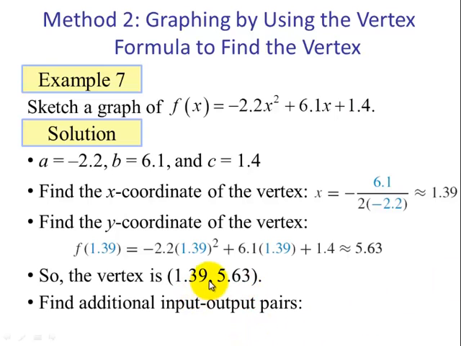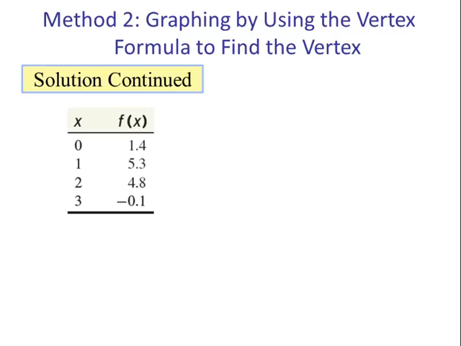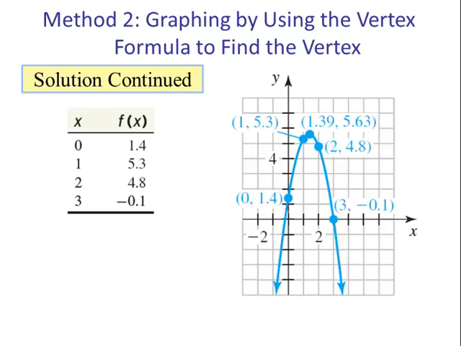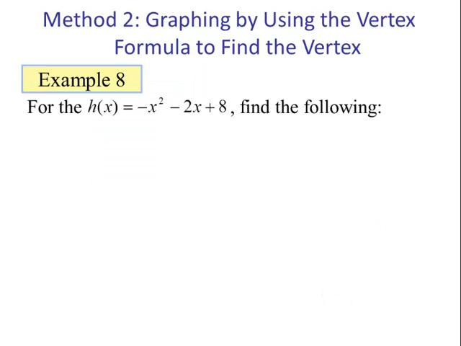Next we want to pick a few points to the left of the vertex and a few points to the right of the vertex. So when x is 0 we have 1.4, when x is 1 we have 5.3, x is 2 we have 4.8, when x is 3 we have negative 0.1. Sketching these points on graph paper, we see our sketch of the parabola. Let's do our last example.